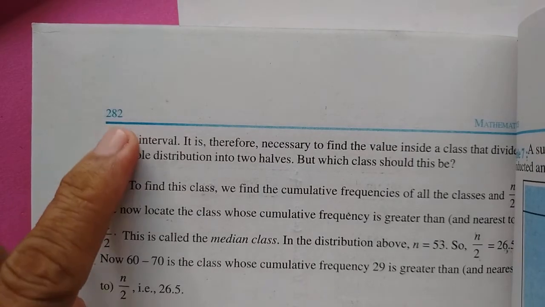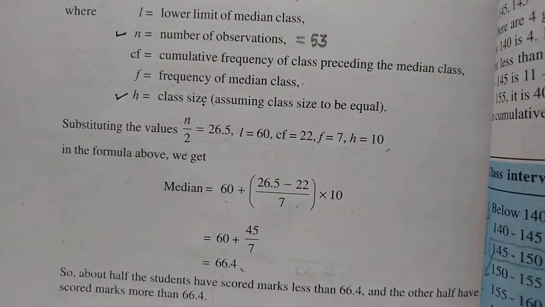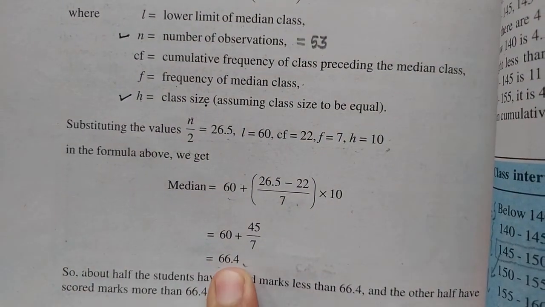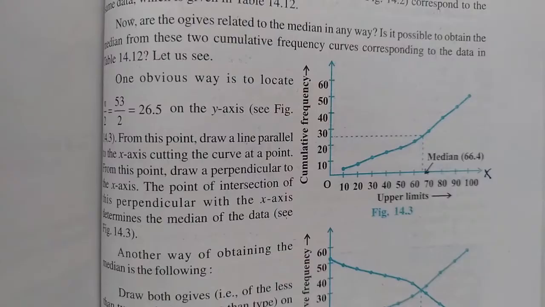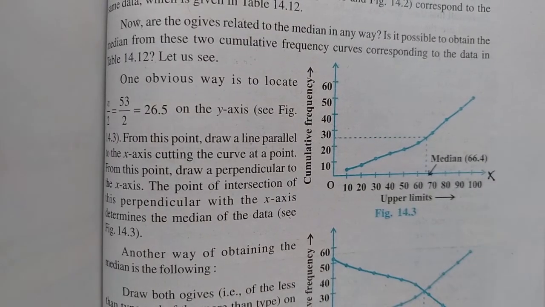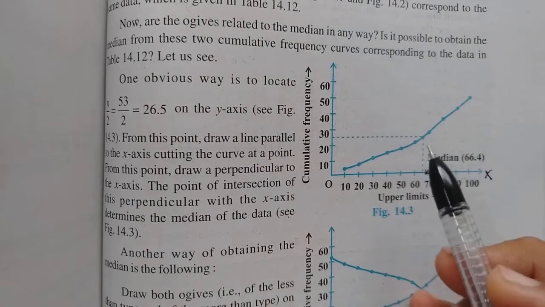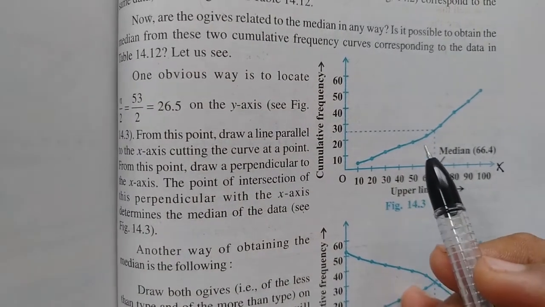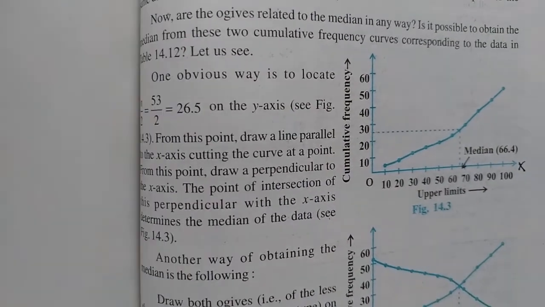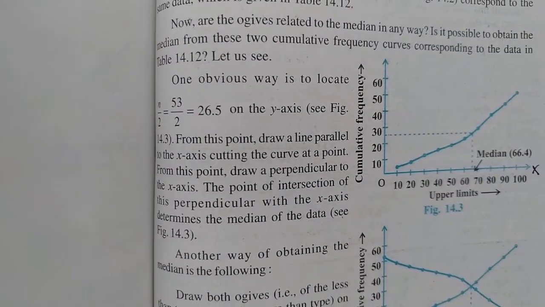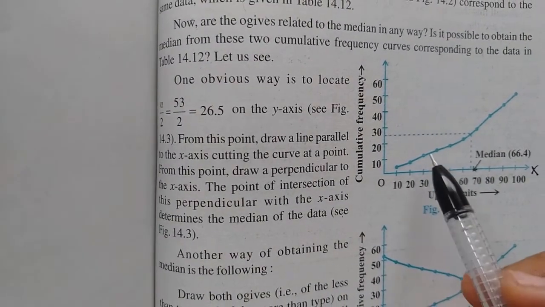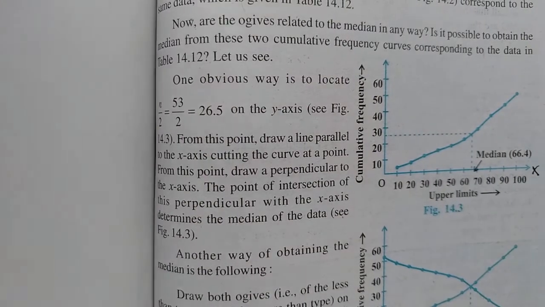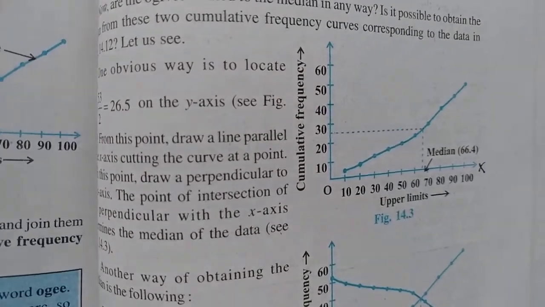Now page number 282. By calculation also you can see that we obtain 66.4, children. Here we have obtained it with the help of the graph, children. Now, children, you may have questioned that this graph is the less than ogive. What can we do with the help of the more than ogive? Yes, children. Let us see.